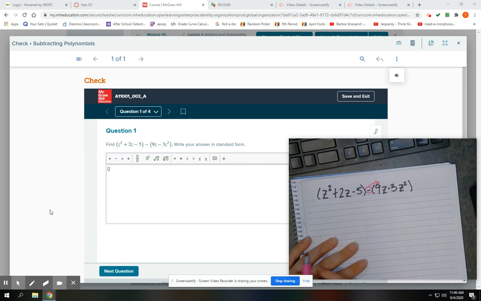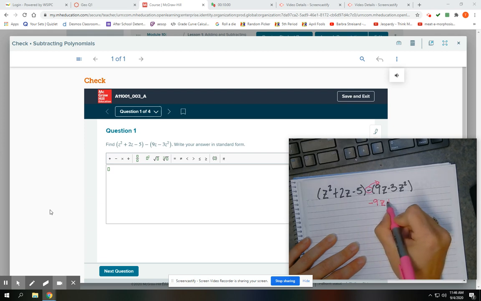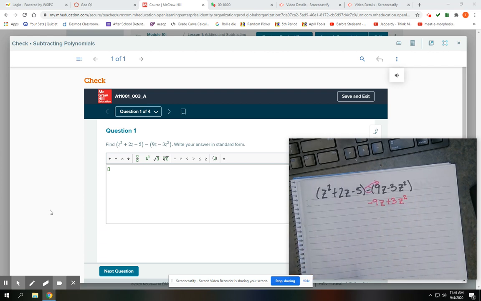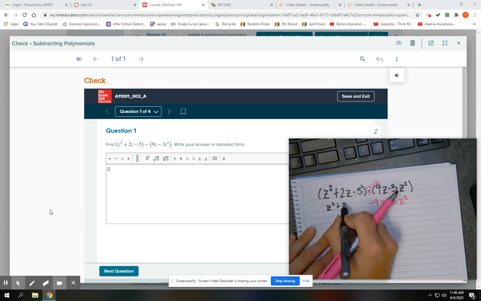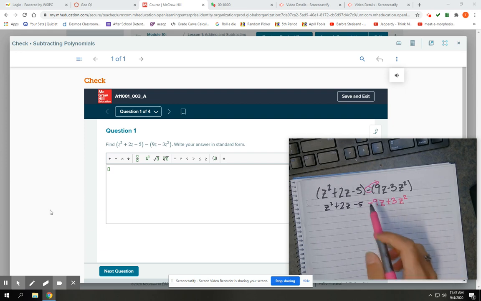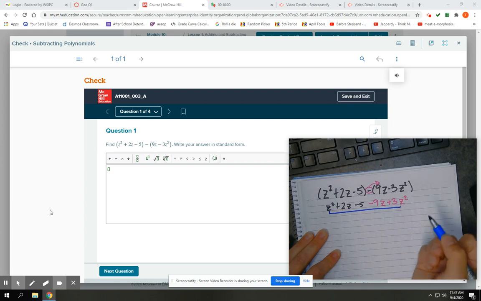All right. So this is going to become minus 9z plus 3z squared. All right. This one stays the same. But the other one, everything inside of it changes signs. Okay. That's the first thing you need to recognize. Then we can work with our like terms, right?